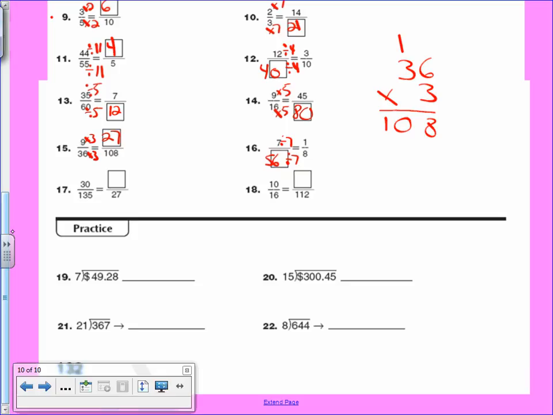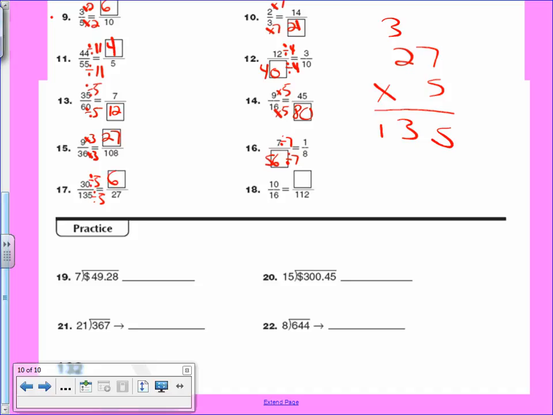Well, not exactly sure, so better try a few things out. 27 times 5. Let's take a look at that. We'll see if that equals 135. 7 times 5, we have 35, carry the 3 up here. 5 times 2 plus 3. 5 times 2 is 10, plus 3 is 13, so 135. So I was correct. We have to divide by 5 because we're getting smaller. So 30 divided by 5 equals 6.